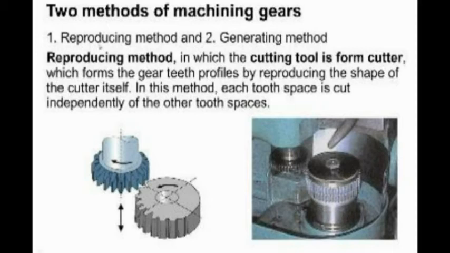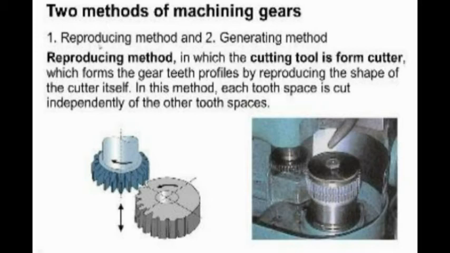Schematically you can see here the cutter is rotating as well as moving up and down, and at a time one tooth will be cut. You can see this figure of the reproduction method. So this is the cutter and the gear blank is there.